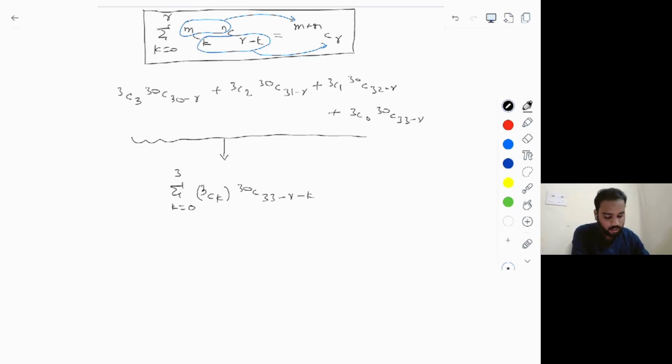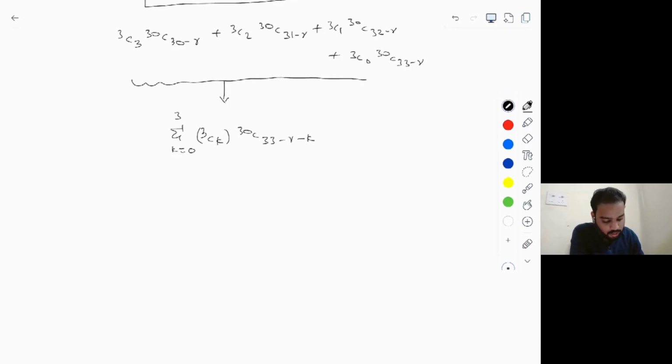Observe carefully here. If you put k equal to 0, you get the last term clearly. If you put k equal to 1, you get the last but one term. If you put k equal to 2, it will exactly match the second term here. And if you put k equal to 3, you will get exactly the first term, 3C3 multiplied by 30C(30 minus r). That's the advantage here. As you can see, this is exactly in the form of Vandermonde's identity, as I just told.